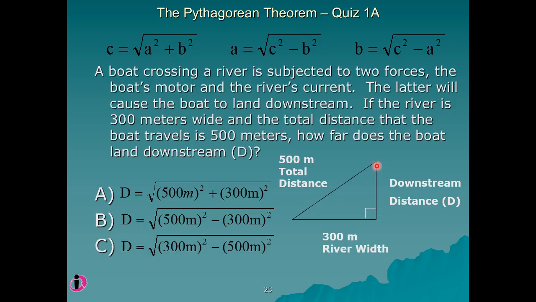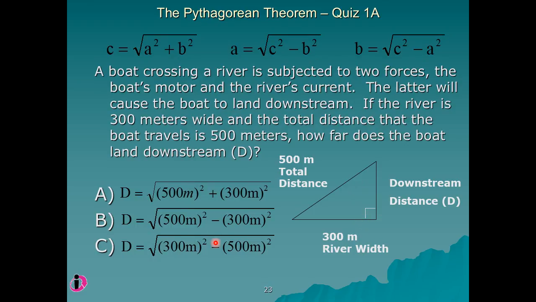Now let's say you know that the width of the river is 300 meters, and the boat actually traveled this 500 meters. Can you find the downstream distance, this distance? Of course you can, just using the Pythagorean theorem. Because this looks like a right triangle, right? You see there is a right angle here.